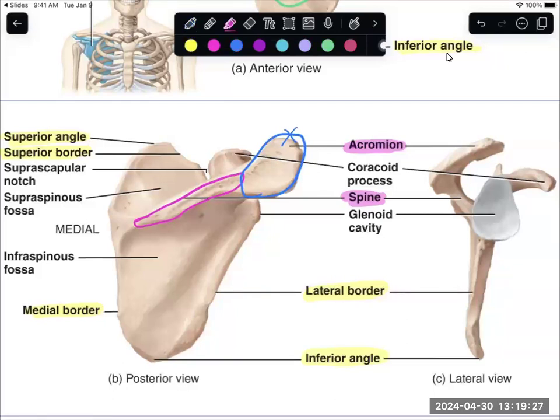Something else that we have on this side that we don't have on the other side. We have this supraspinous fossa. Supra means above, spinous, so above the spine. So this is this area that sits above that spine of that scapula. Then we have this infraspinous fossa. Again, it tells us infra, it's below spine, spinous, infraspinous, below the spine, and it's a fossa.